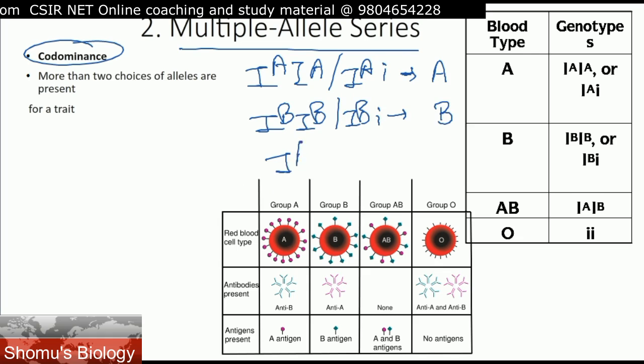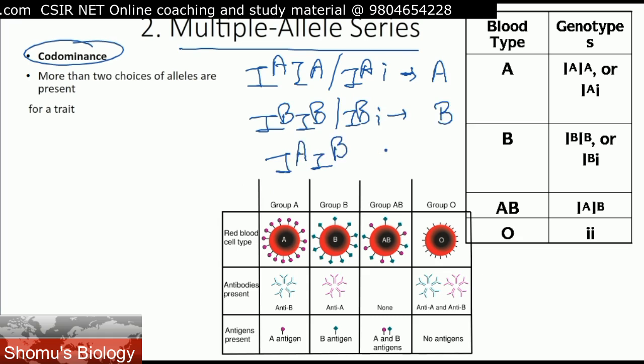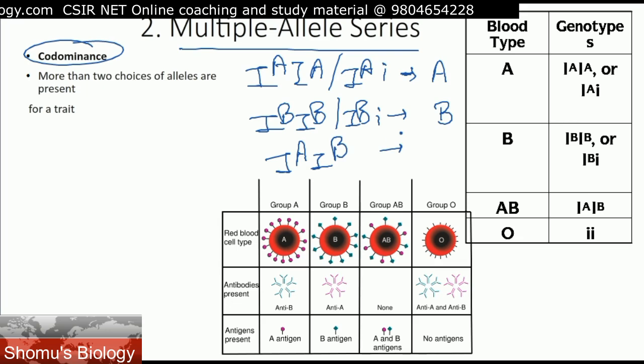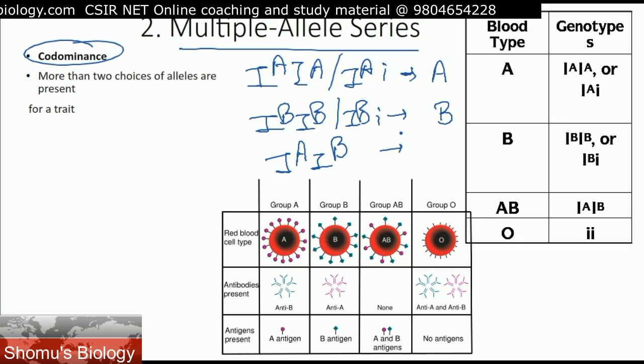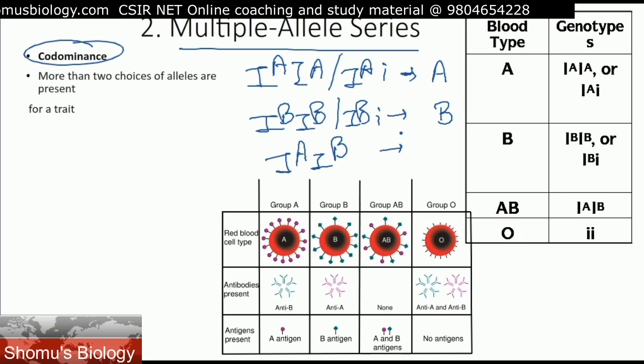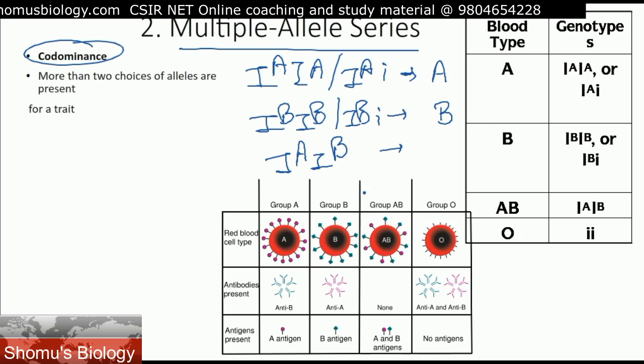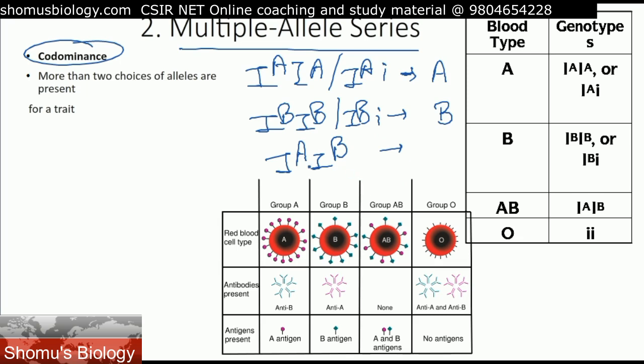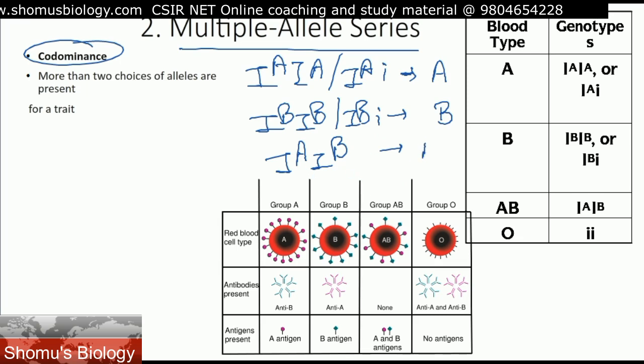Now if IA and IB are present, two separate alleles A and B, both are present. What we normally know is that if both alleles are present, the phenotype expression will be of the dominant allele. But in this case, they give a third phenotype, that is blood type AB.